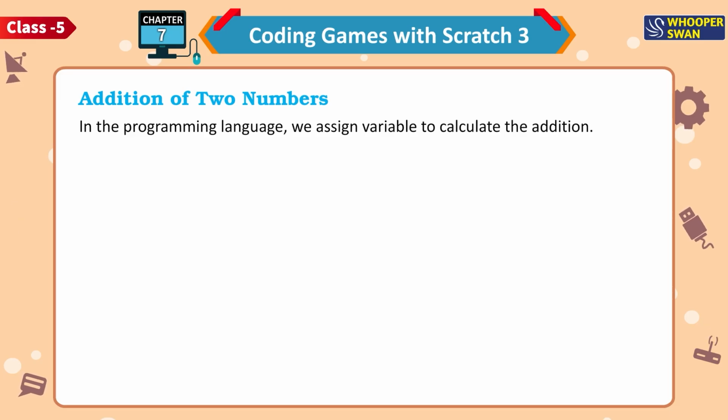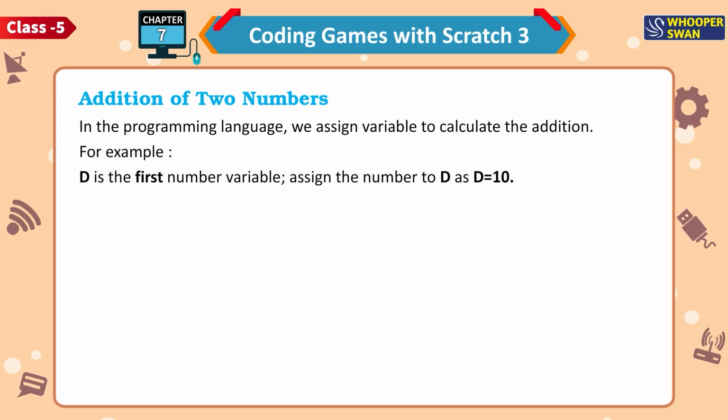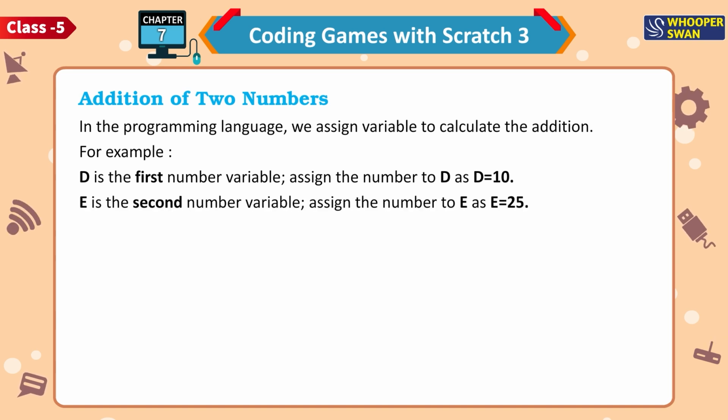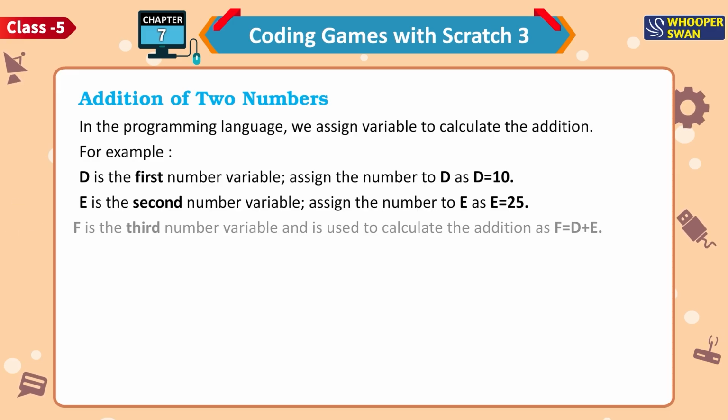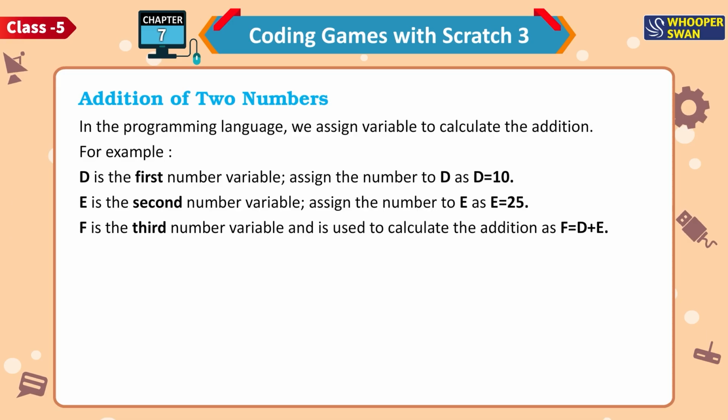In the programming language, we assign variable to calculate the addition. For example, d is the first number variable. Assign the number to d as d is equal to 10. E is the second number variable. Assign the number to e as e is equal to 25. F is the third number variable and is used to calculate the addition as f is equal to d plus e. Finally, display the output of variable f.